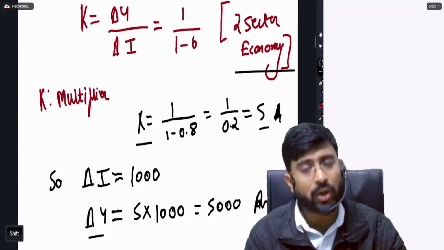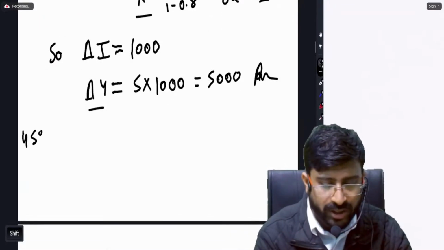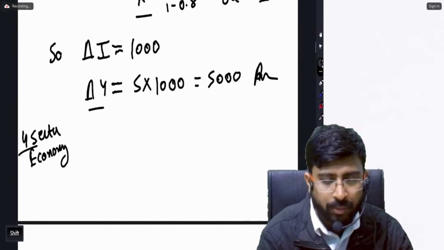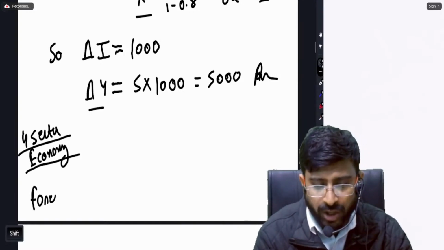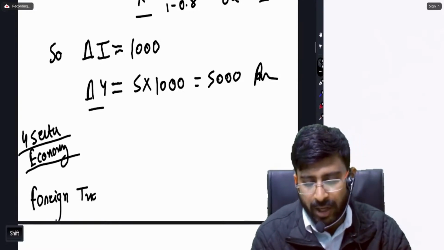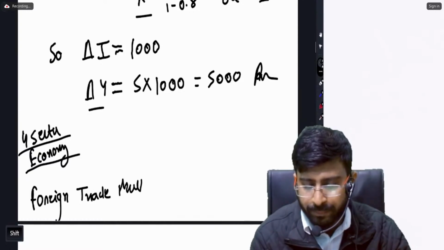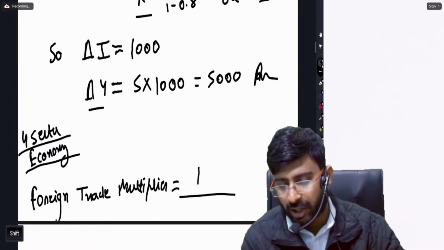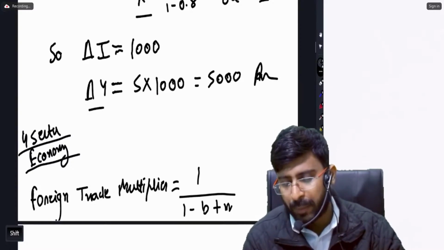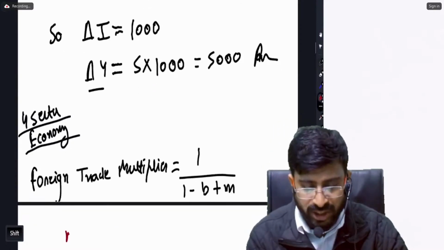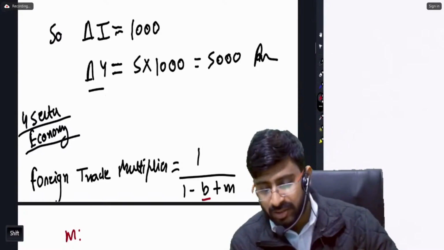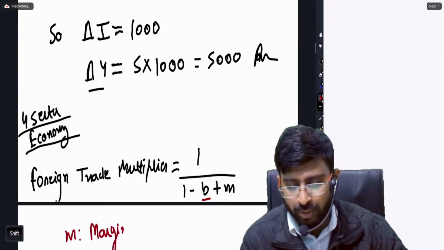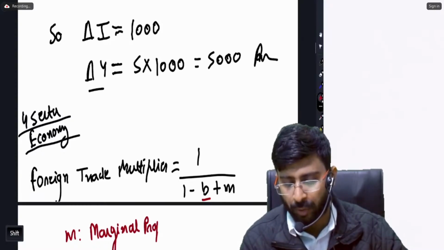Now, dear students, this is for a two-sector economy. Had this been a four-sector economy, there is a concept where we compute the foreign trade multiplier. If they ask you to calculate the foreign trade multiplier, the formula is 1 by 1 minus B plus M, where M is the propensity to import. Like B is the marginal propensity to consume, M is the marginal propensity to import. Just note down this formula because sums are going to appear from here.